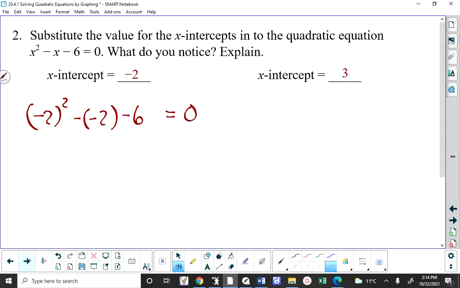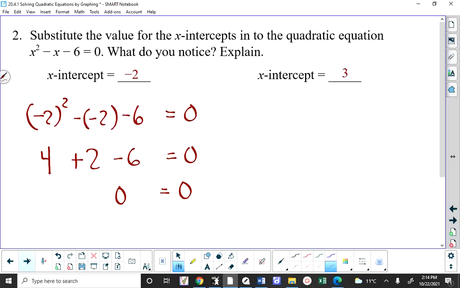And we're going to simplify the left-hand side. It's good to put a set of brackets around any number that's being substituted in for a variable. (-2) squared is 4. Minus -2 is +2 minus 6. And we end up with 6 minus 6, so we get 0 equals 0.